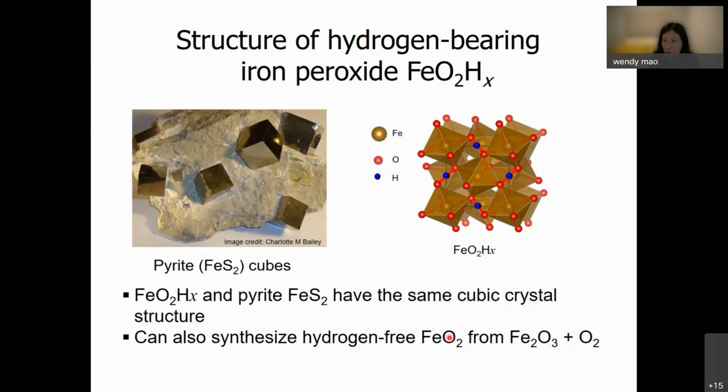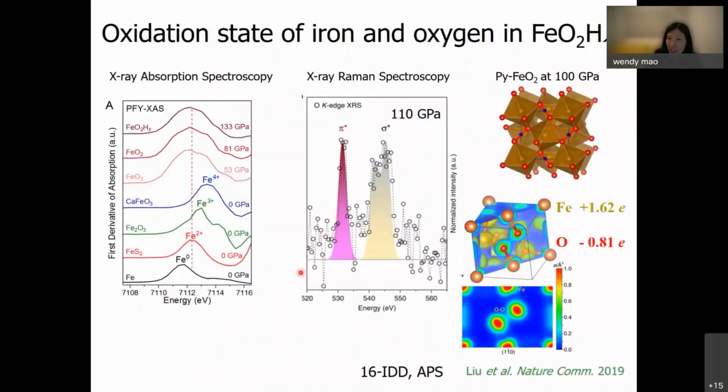This is also a really good material to study with a battery of synchrotron X-ray tools. So besides diffraction, we can also look at the oxidation state of iron and oxygen in this compound. Jin collected iron K-edge X-ray absorption spectra for both the hydrogen-bearing and hydrogen-free versions, shown here, at different pressures, and also for a number of iron standards for comparison. So here's a plot of the first derivative of the absorption edge.